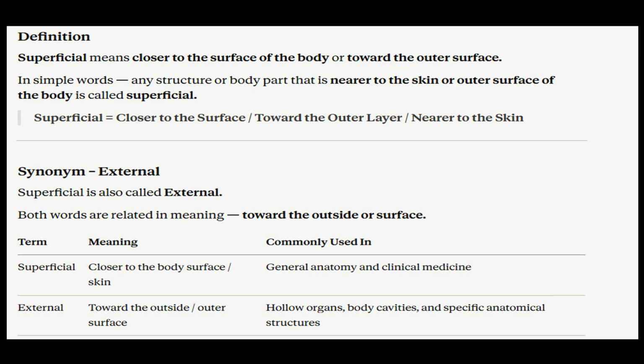Now there might be one question: if they both hold the same meaning, then in which scenario will we use which? Superficial means closer to the body surface and skin, and is generally used in general anatomy and clinical medicine. So if we are using general anatomy or clinical medicine terminology, then we will go with the term superficial. Same thing, we have external, which also means toward the outside or outer surface, but it is mainly used for hollow organs, body cavities, and specified anatomical structures. So that's the main difference between both terms: both represent closer to the body surface or skin, but are used in different contexts.